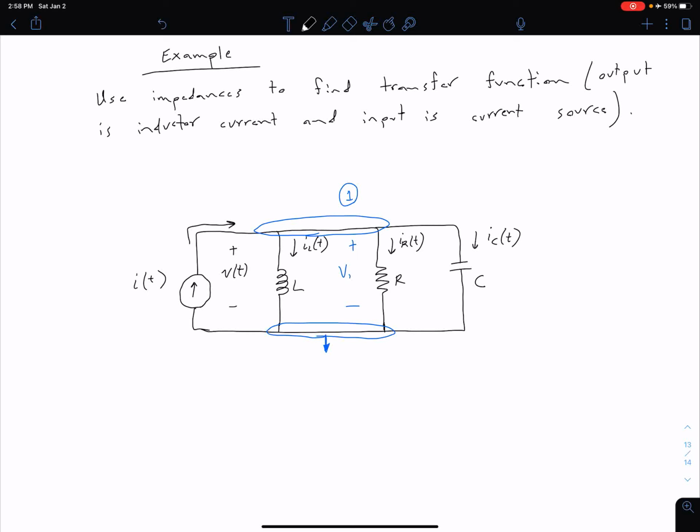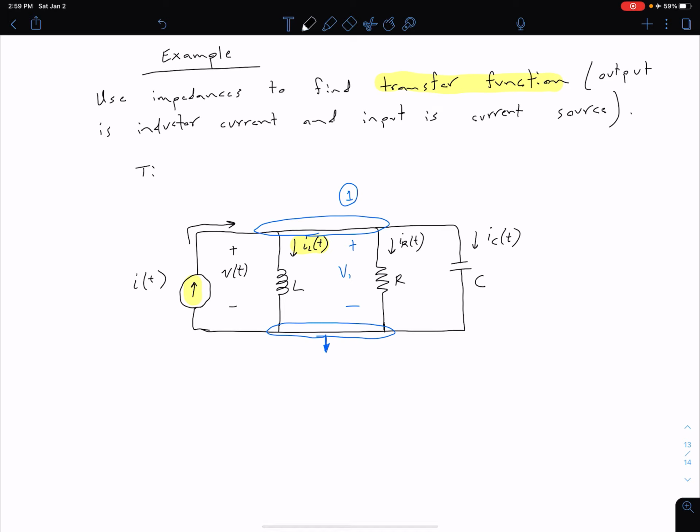So as promised, let's revisit this circuit from a previous video and see if we can simplify the process using our impedances. So we're still looking to find our transfer function. Note our output is still defined as our inductor current and our input is still defined as our current source. So our transfer function should be the same because our input and output definitions haven't changed.